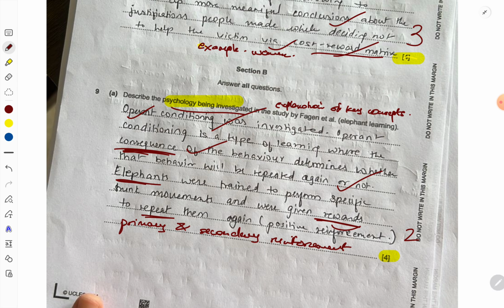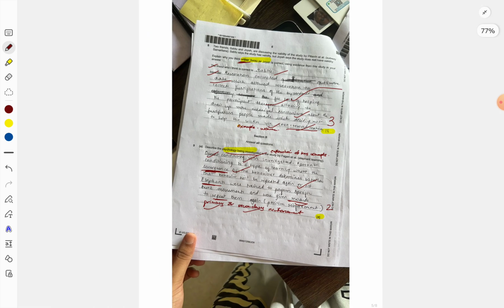Now coming to primary and secondary reinforcement, it is very fundamental to this study because they have used both in the training of the elephants. They have connected the whistle sound to the chopped bananas. So she should have just defined generally that primary reinforcement is reward which directly satisfies biological needs, and secondary reinforcements are rewards that link to primary reinforcement and indirectly satisfy biological needs. That was very much required to score full.